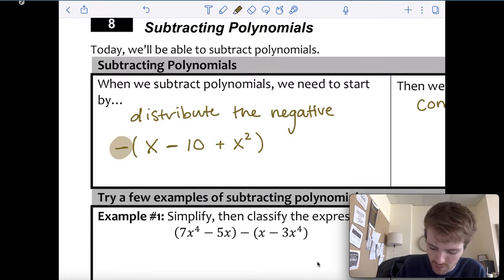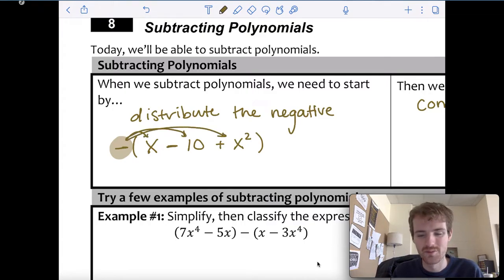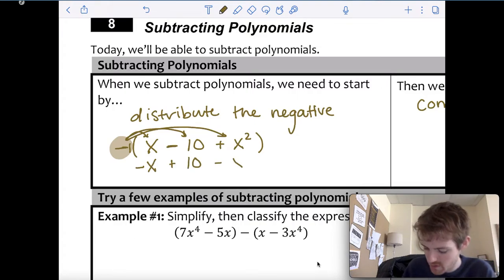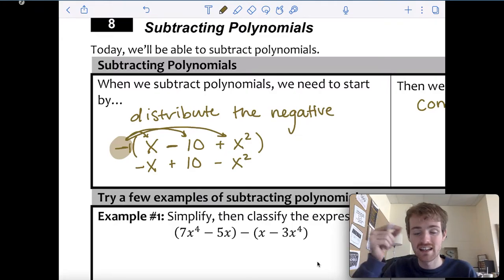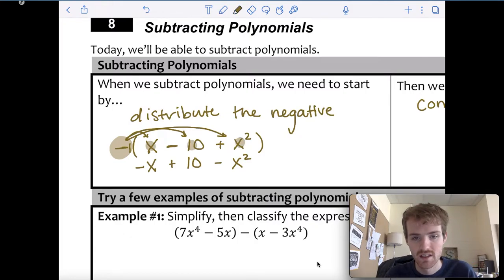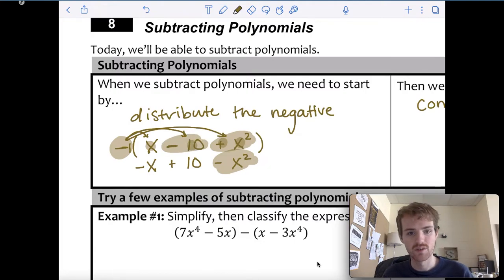I didn't like how that worked. So really what we're doing is we're taking it and we're multiplying by a -1. So x times -1, -10 times -1. All we're doing is when we see that negative sign out in front, we need to change the signs on all of our terms. So a positive term like x squared becomes a negative. If it was already negative to start with, it becomes positive, like those 10s.